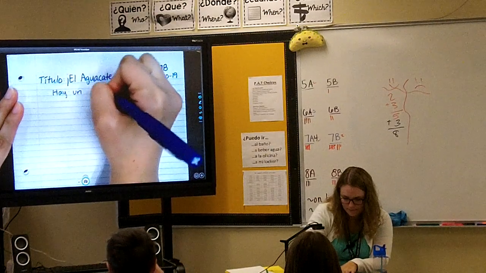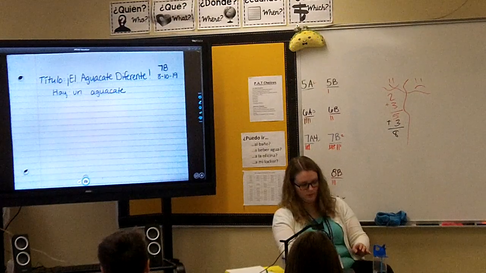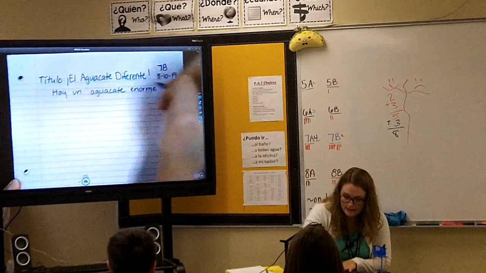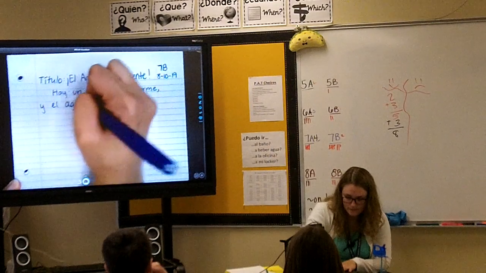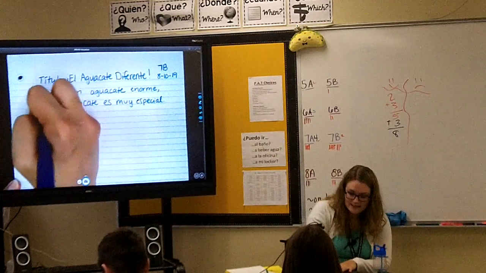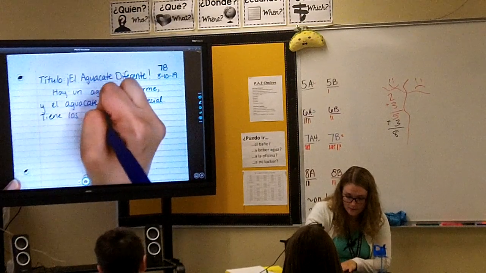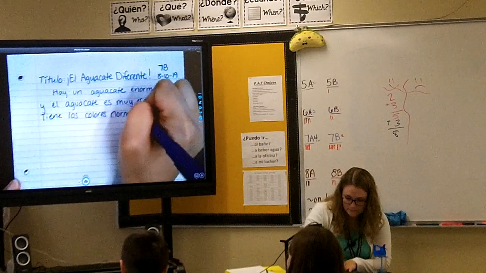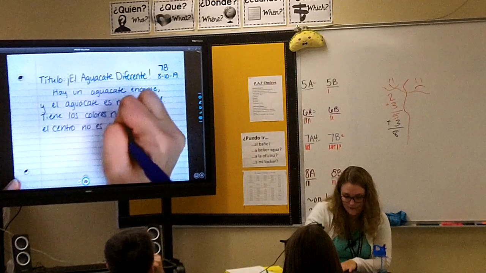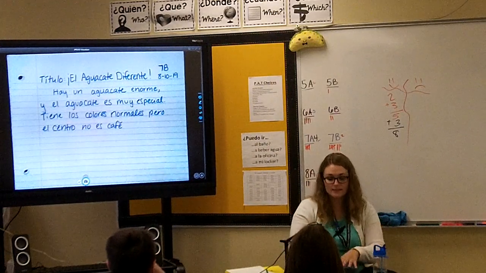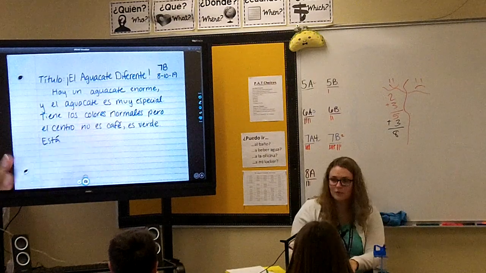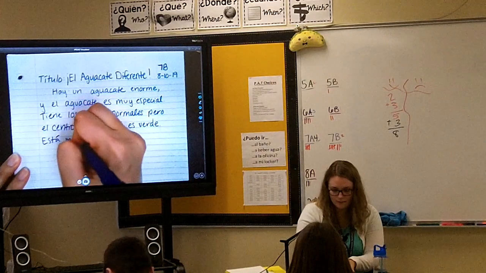Hay un aguacate. Enorme o grande? Enorme. El aguacate es muy especial. Tiene los colores normales, pero el centro no es café. ¿De qué color es el centro? Verde. Es verde. Está emocionado o muy emocionado? Muy emocionado. Okay. Salud. Clase.